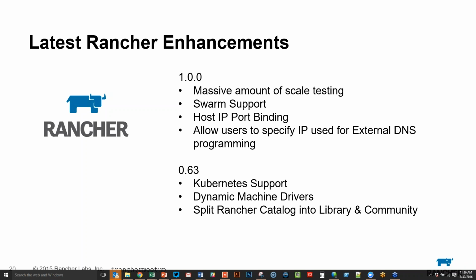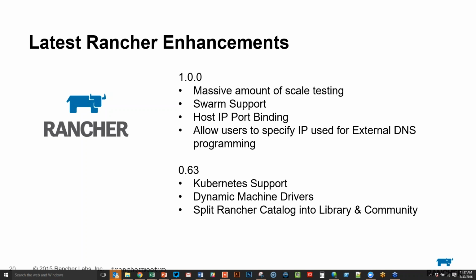But so we added Swarm support. That's what I demoed today. Host IP port binding. This was actually issue number 53, so this was one of our longest open issues. It was about when you bind a port to a host. Before, we didn't support specifying what IP you wanted to bind it to. It was always all IPs. Now you can specify a specific IP.